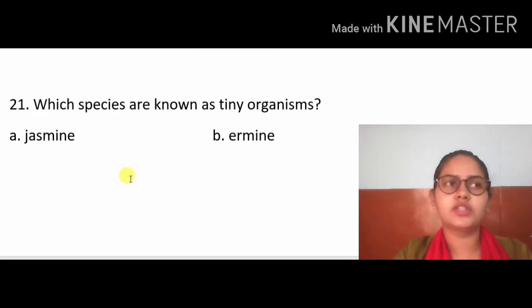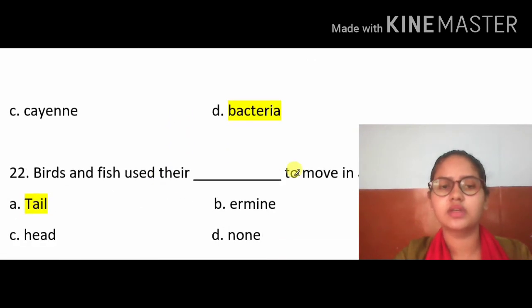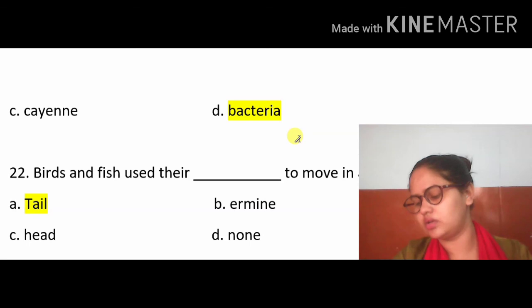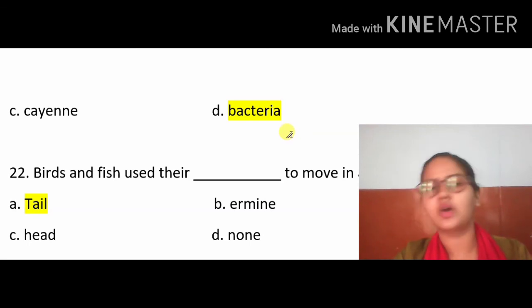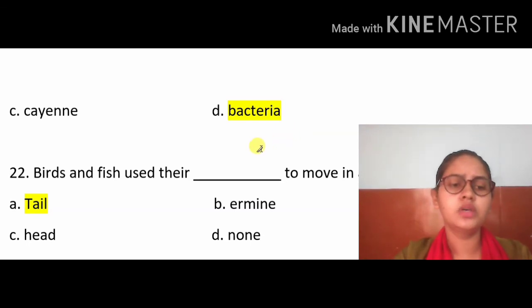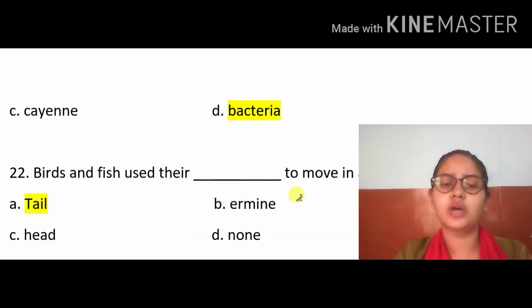Okay. Which species are known as tiny organisms? The bacteria are known as tiny organisms. Okay. Now birds and fish use their dash to move. What do they use? They use their tail to move.